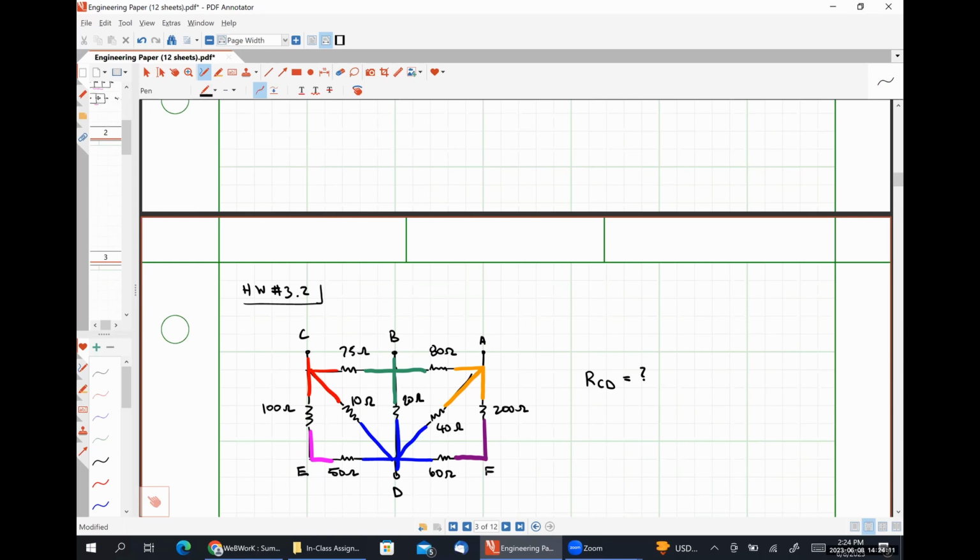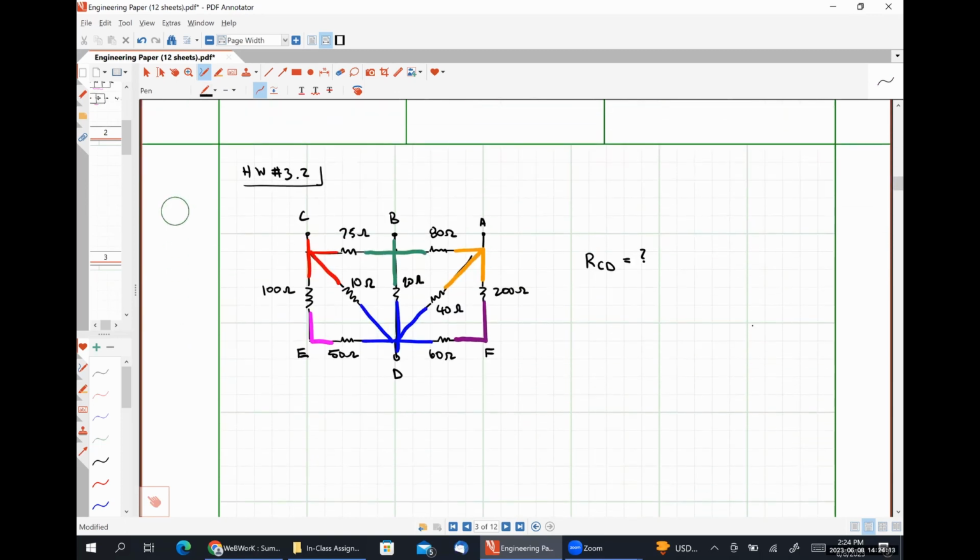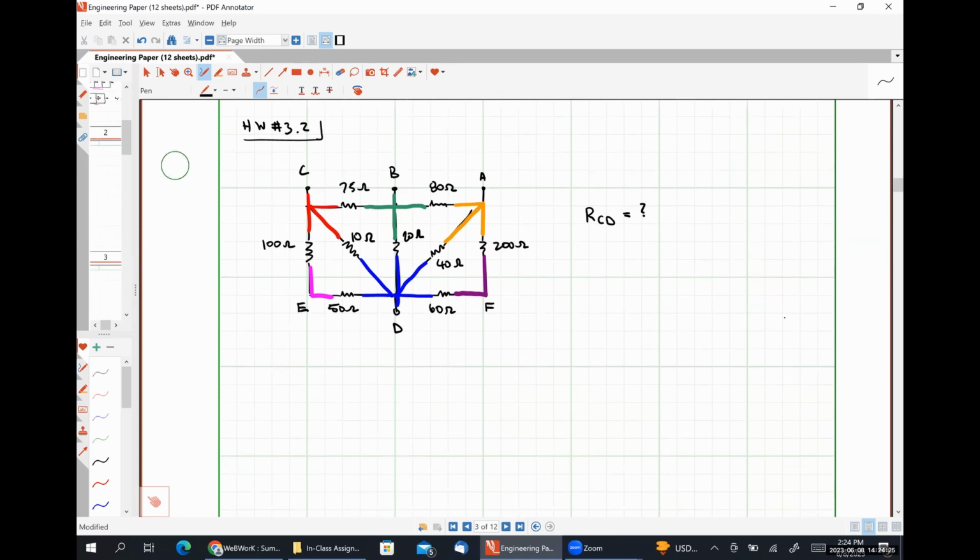Okay. And so what I'm going to do now is I'm effectively just going to play connect the dots with resistors. So if I'm trying to find the equivalent resistance seen between terminals C and D, what I'm going to do is I'm going to put C on one side of my page and D on the other side of my page. And I'm just going to try to figure out the different ways that I can go from C to D.